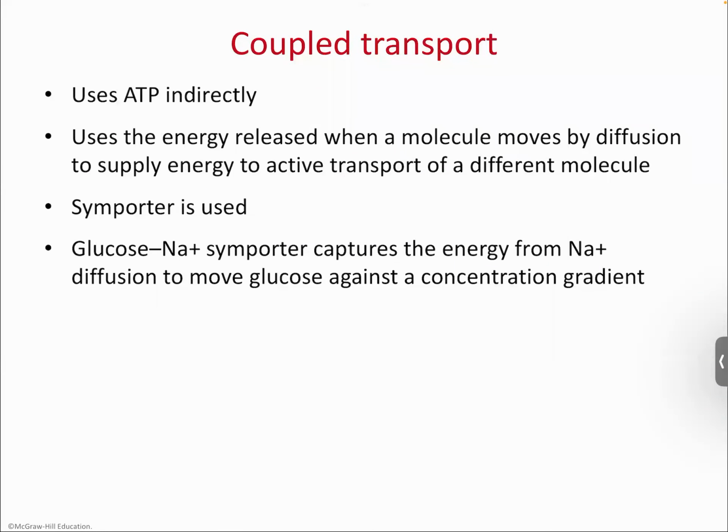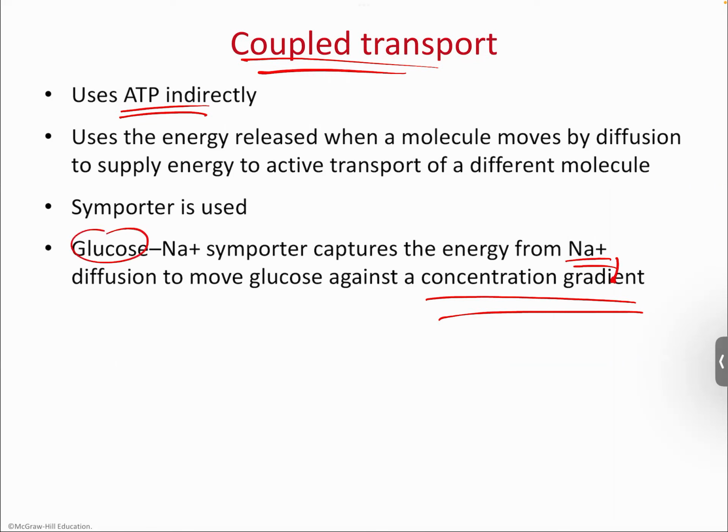But what about the indirect version, the so-called coupled transport that utilizes a concentration gradient? Well, this one's a little bit different, right? Because it still uses ATP, because ATP will indirectly create this. We'll see this here in just a second. But directly what it does, and it uses the glucose sodium symporter for this one, is it's going to use the concentration gradient of sodium to drive the symport of glucose.